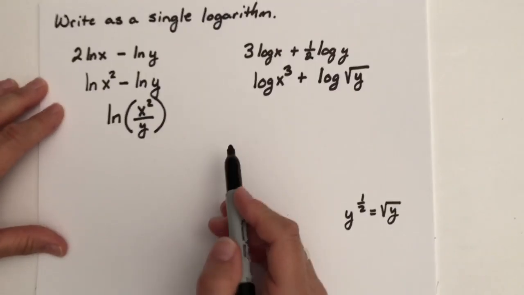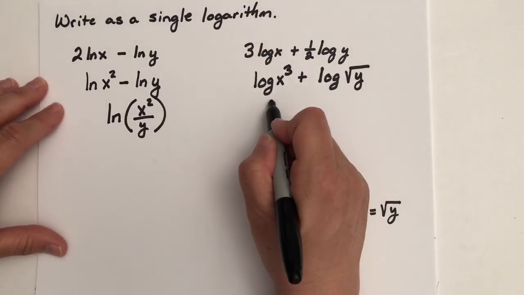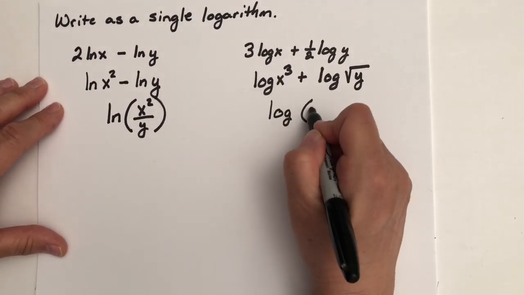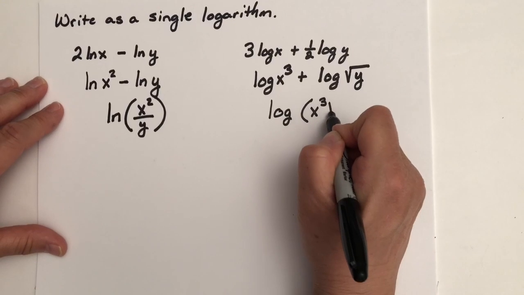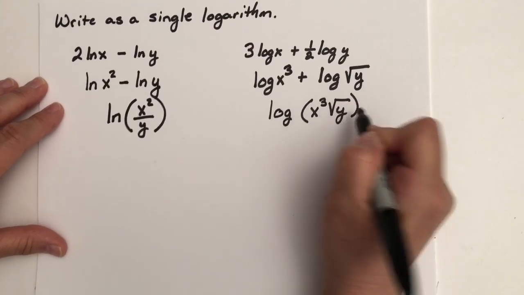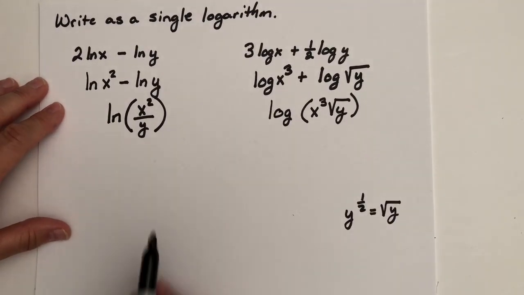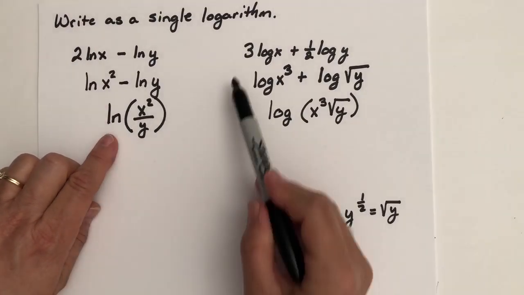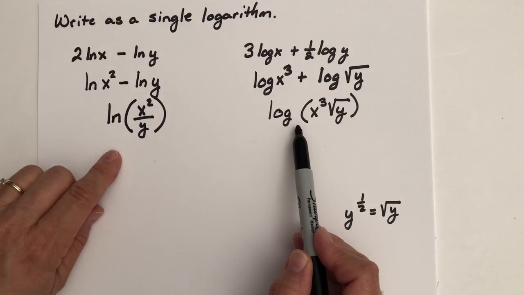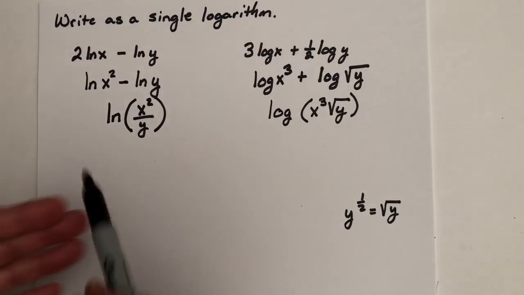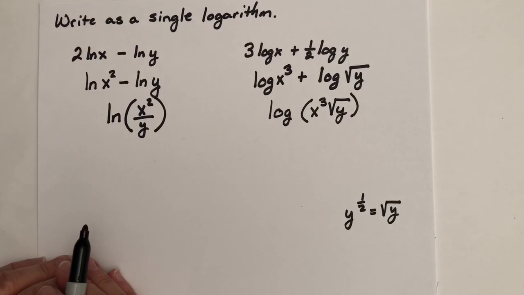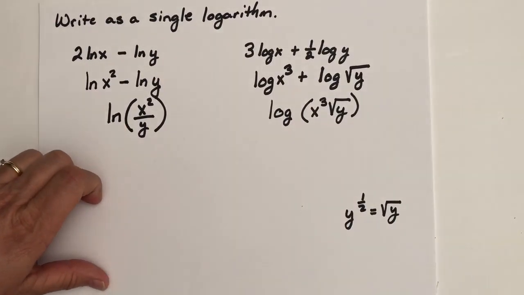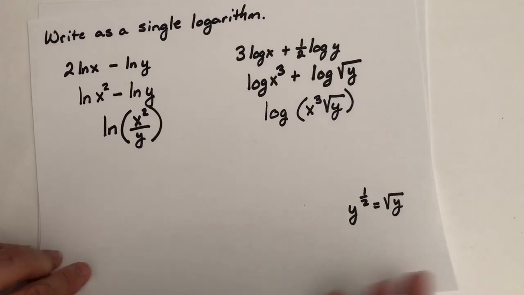Now let's put these together. We have the sum of 2 logs. We know the result will be the log of their product. So we have x cubed times the square root of y. Notice right here I used the natural log. Don't forget that's base e. And over here we used the common log. Didn't really change or affect what we did in the problem, but I just wanted you to see that and remind you that this is base e and this is base 10. Let's do another one.